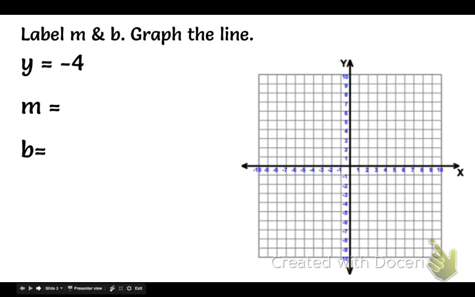All right, ladies and gentlemen, take a minute to gather your supplies, grab your graph paper and your notebook, and let's jot down some examples. Here is our first one.